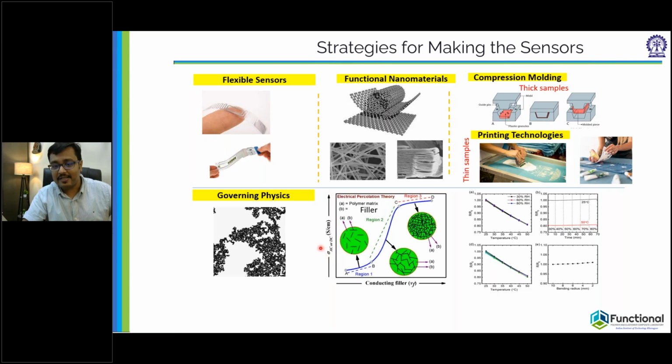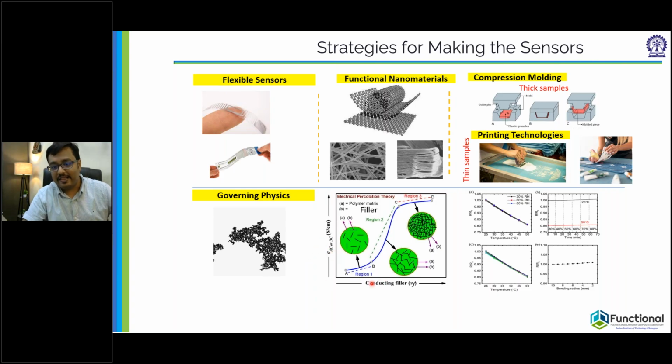For instance, there are three definitive zones, and this is from the electrical percolation theory. On your y-axis, you can see sigma AC or DC, which corresponds to the electrical conductivity of the system.